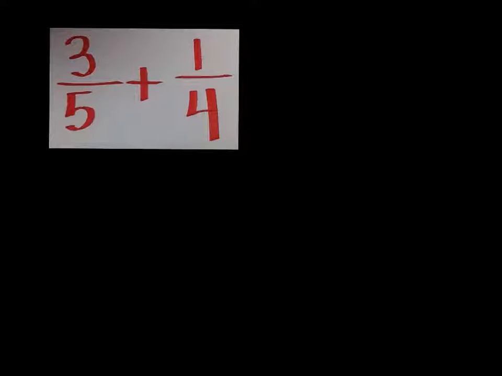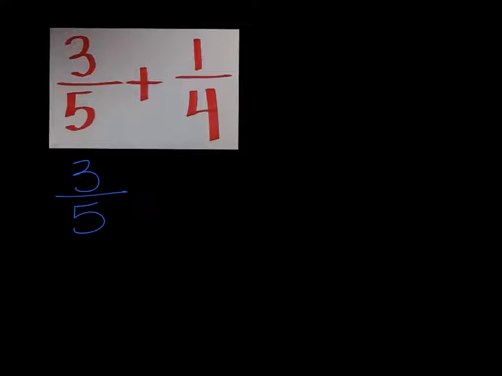When adding fractions, you absolutely have to have a common denominator. And remember, the common denominator is talking about the equal number of pieces. So you have to be talking about the same number of pieces in order to put things together. So if I start with the problem 3/5 plus 1/4, I think about my denominators.